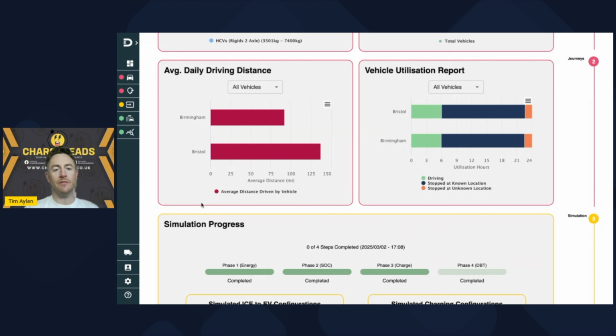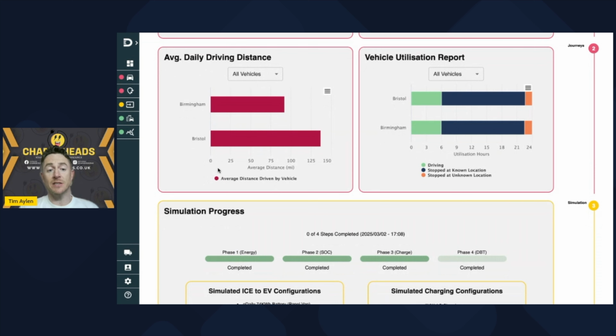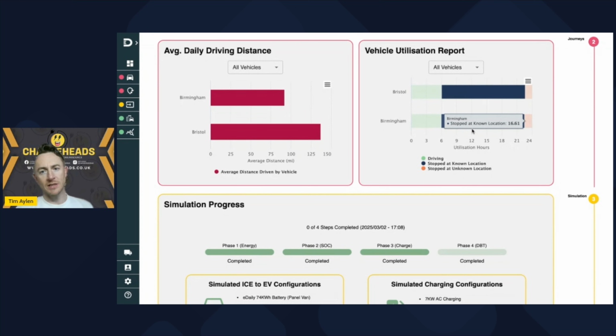So depending on where the vehicles are stationed, that will give us an idea of the average daily driving distance on both sites, Birmingham and Bristol in this case. And we've got what I see as one of the most important tables, which is the vehicle utilization report. Green shows when the vehicles are driving according to telematics.